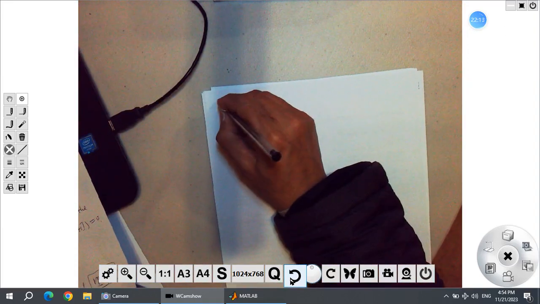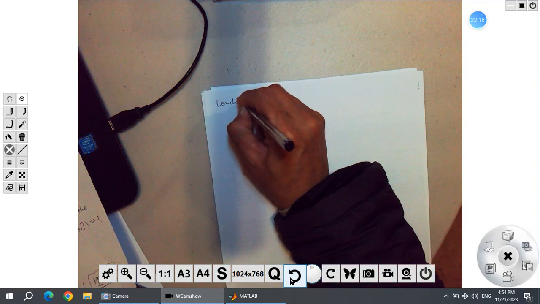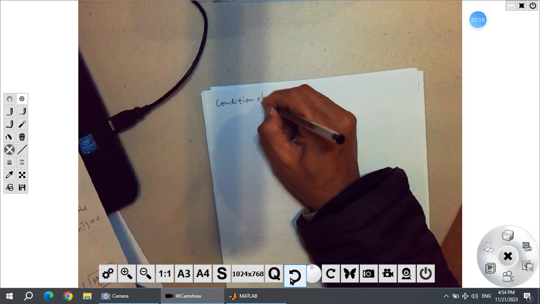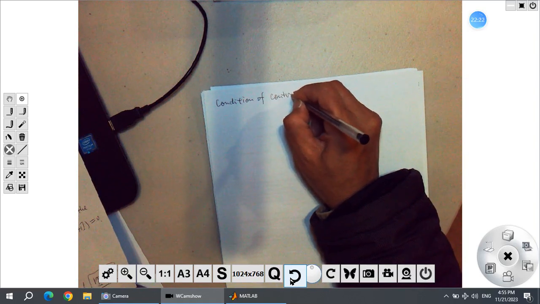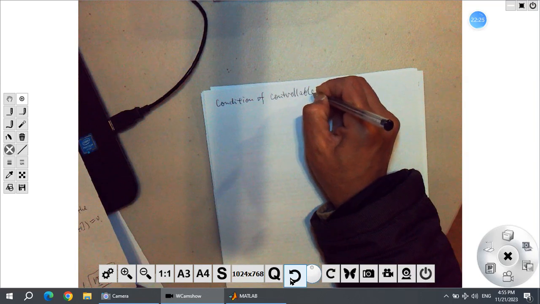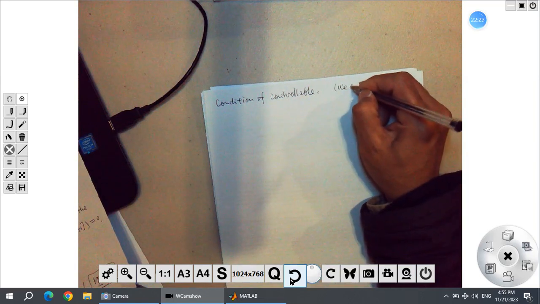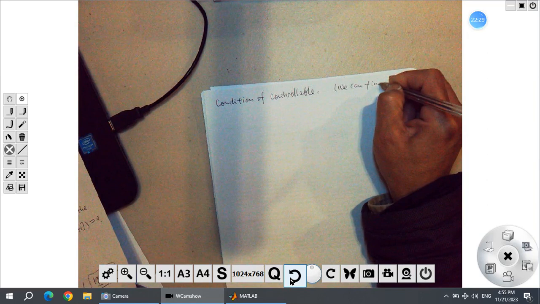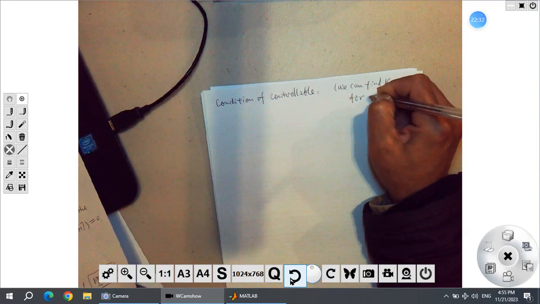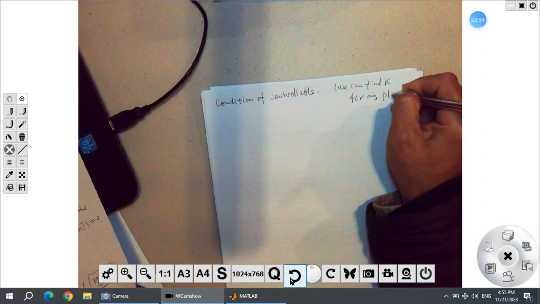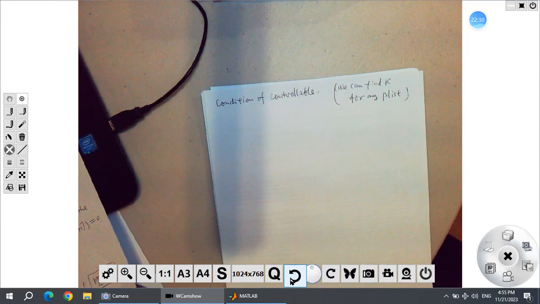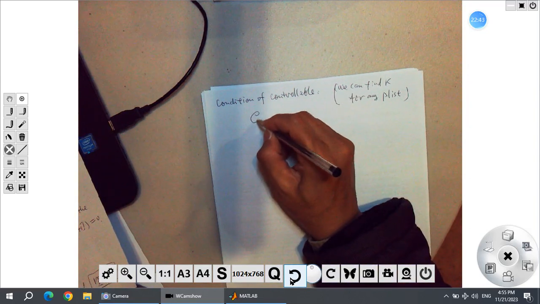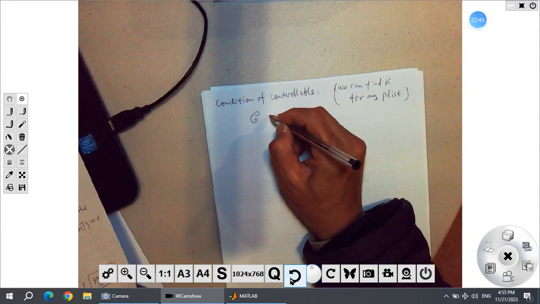So the condition of controllable. That means we can find the K for any list of poles. Any poles, you can put the pole anywhere, because this is controllable. The condition is just C full rank.